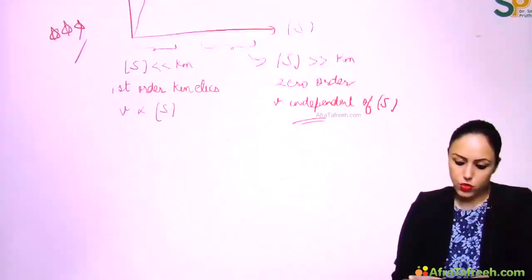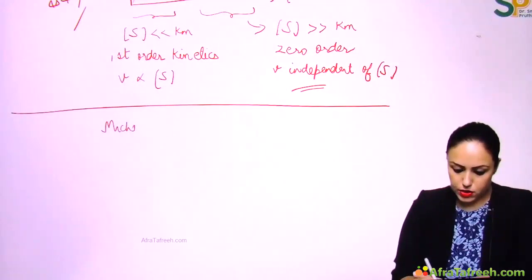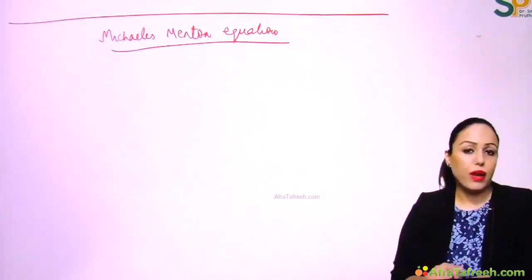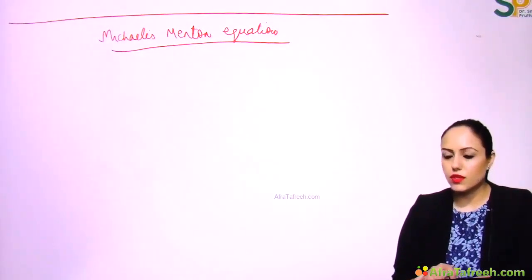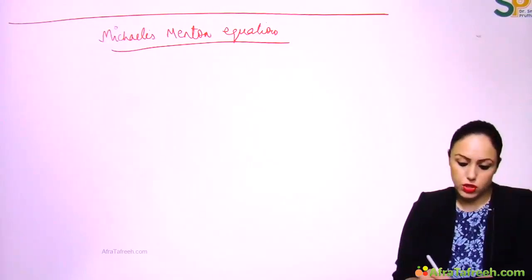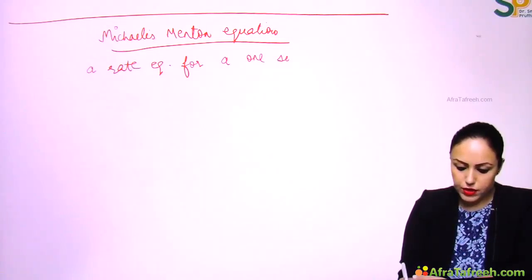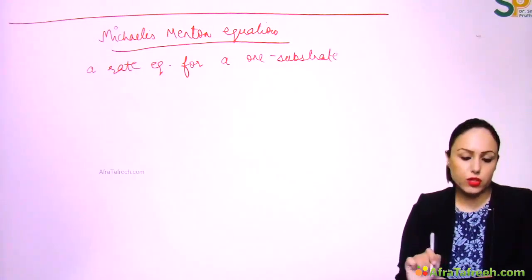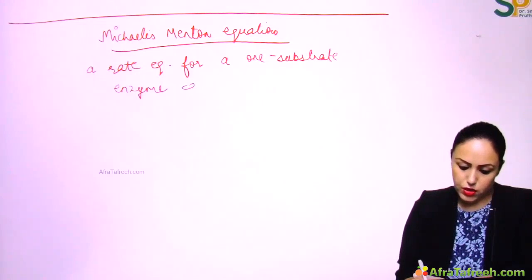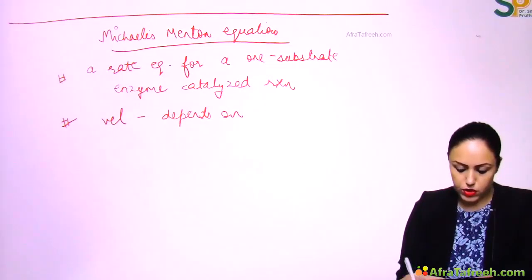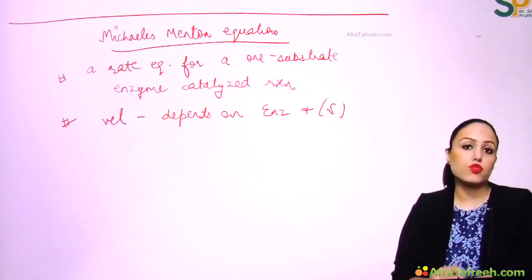Okay, now let's do Michaelis-Menten equation. Little bit of mathematics involved here, but these days numericals have been asked in exams, so it's important to do this. Okay, so Michaelis-Menten equation, it's a rate equation for a one substrate enzyme catalyzed reaction, right? And this equation tells that velocity depends on enzyme as well as substrate concentration.